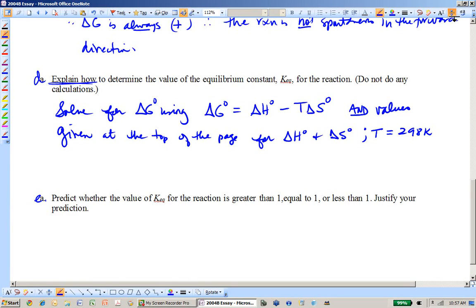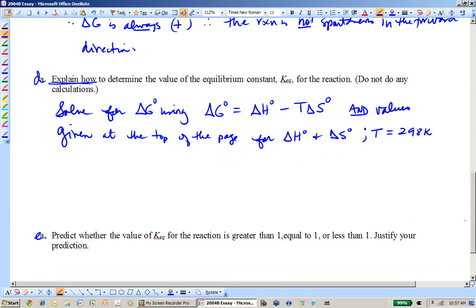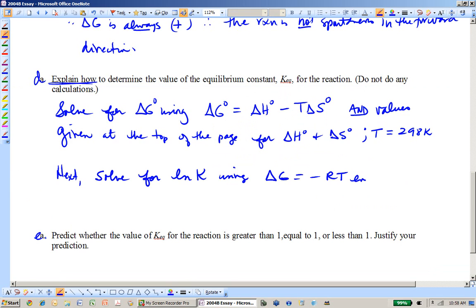All right, so next sentence. Once I get delta G, what the heck do I do with it? Next, solve for ln of K, but you can go ahead and go straight to K if you wish, using delta G equals minus RT ln KEQ, where R equals 8.31 joules per mole Kelvin, and T equals 298 Kelvin. We already said that once, but doesn't hurt.